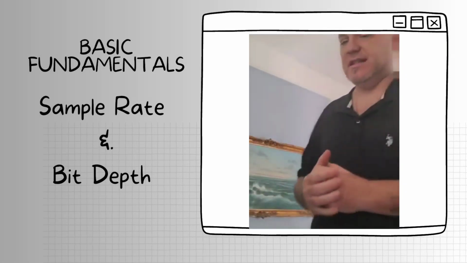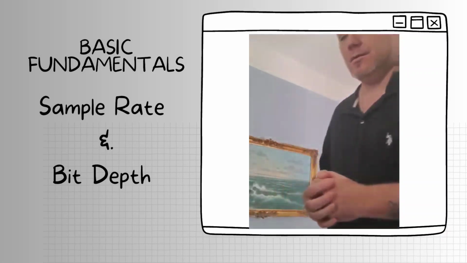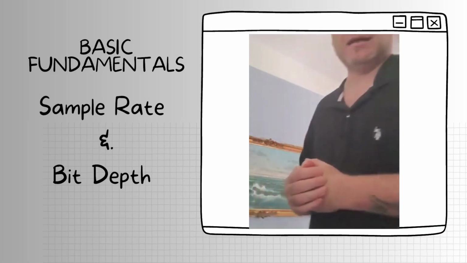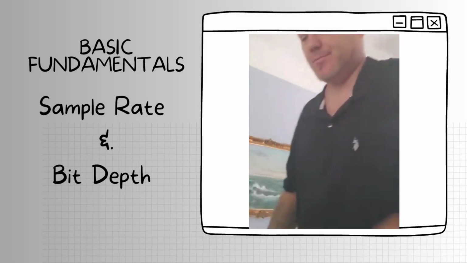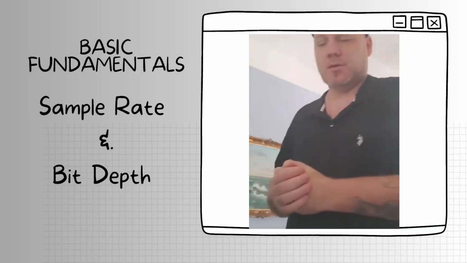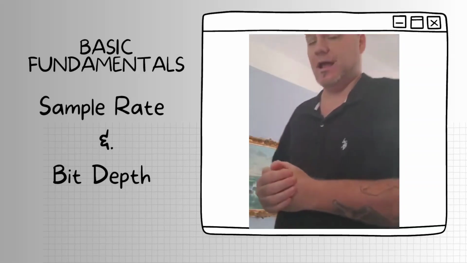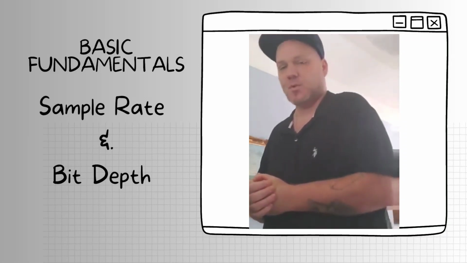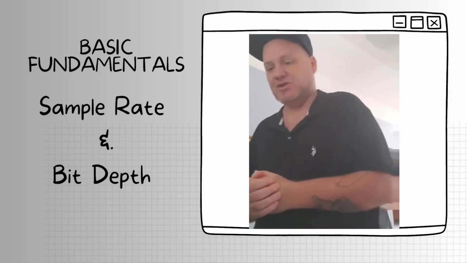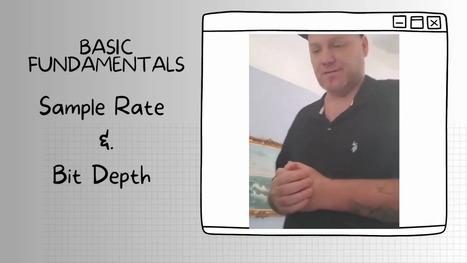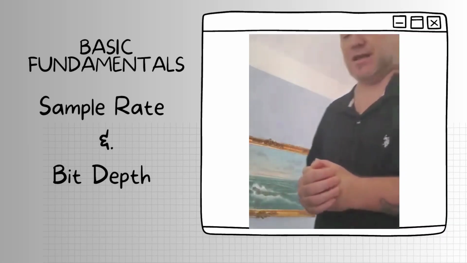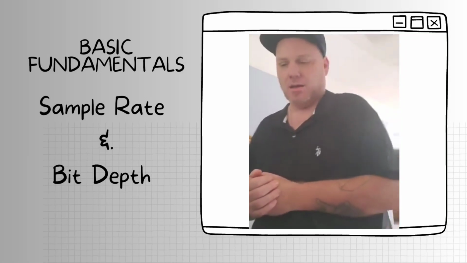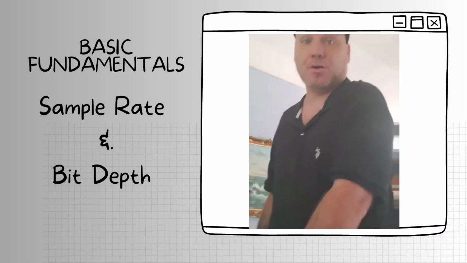For example, CD quality is 44.1 kilohertz, or 44,100 samples taken per second. A lot of samples. High quality music production and Blu-ray is 48 kilohertz, or 48,000 samples per second, which is measured in hertz. HD quality is 96 kilohertz, 96,000 samples taken per second. And in some systems, there is even 192K, 192,000 samples taken per second.